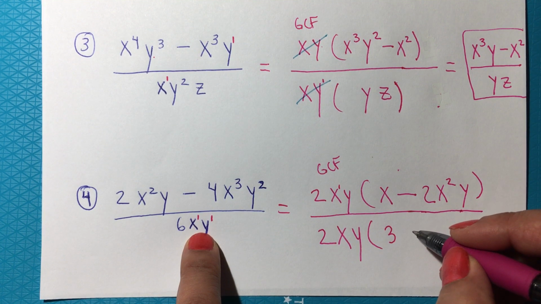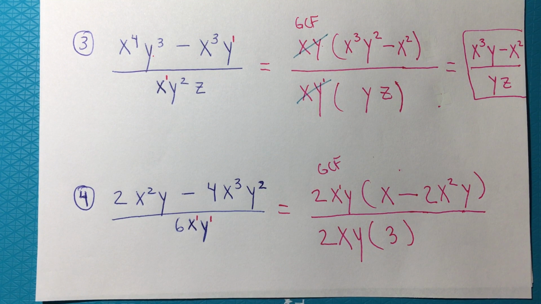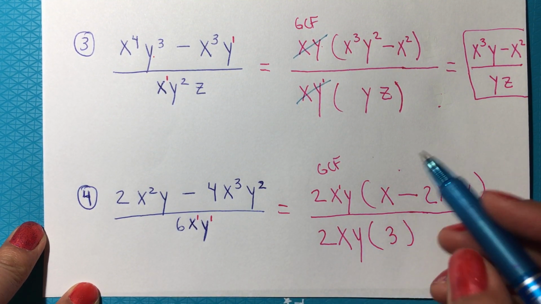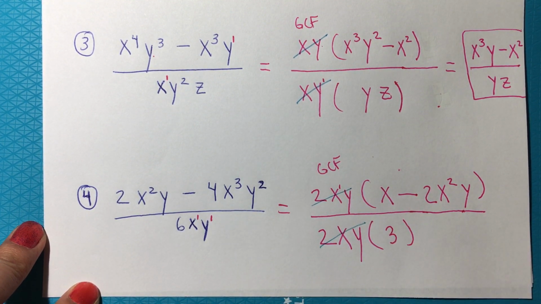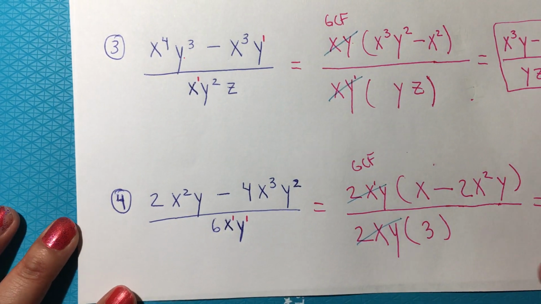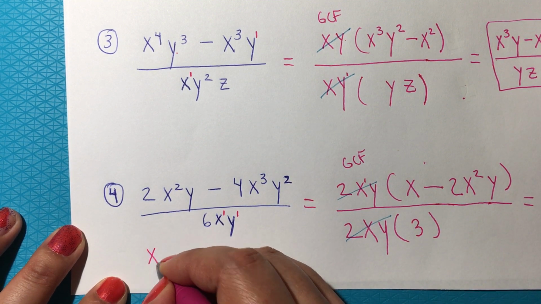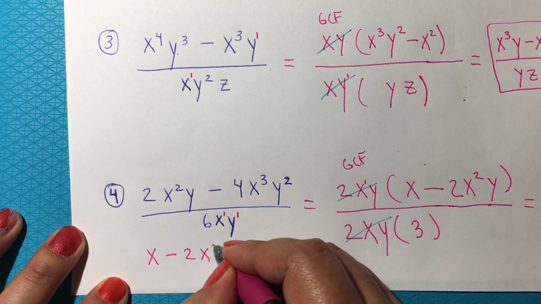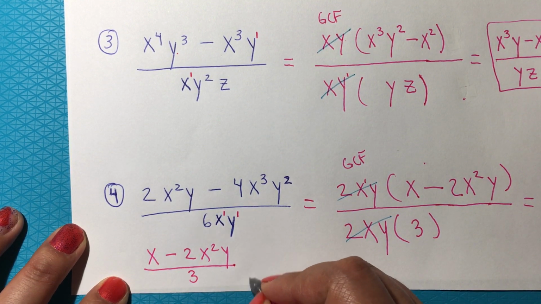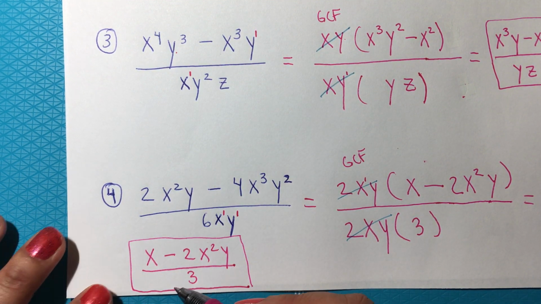X divided by x is 1. Y divided by y is 1, and we don't need to put those, so that's it. We cancel the greatest common factor because 2xy divided by 2xy, remember that anything divided by itself is 1, and we don't need to write that. And I'm going to have to write it down here. So what we are left with is x minus 2x squared y divided by 3. And so that's equivalent to this, but in its simplified form.